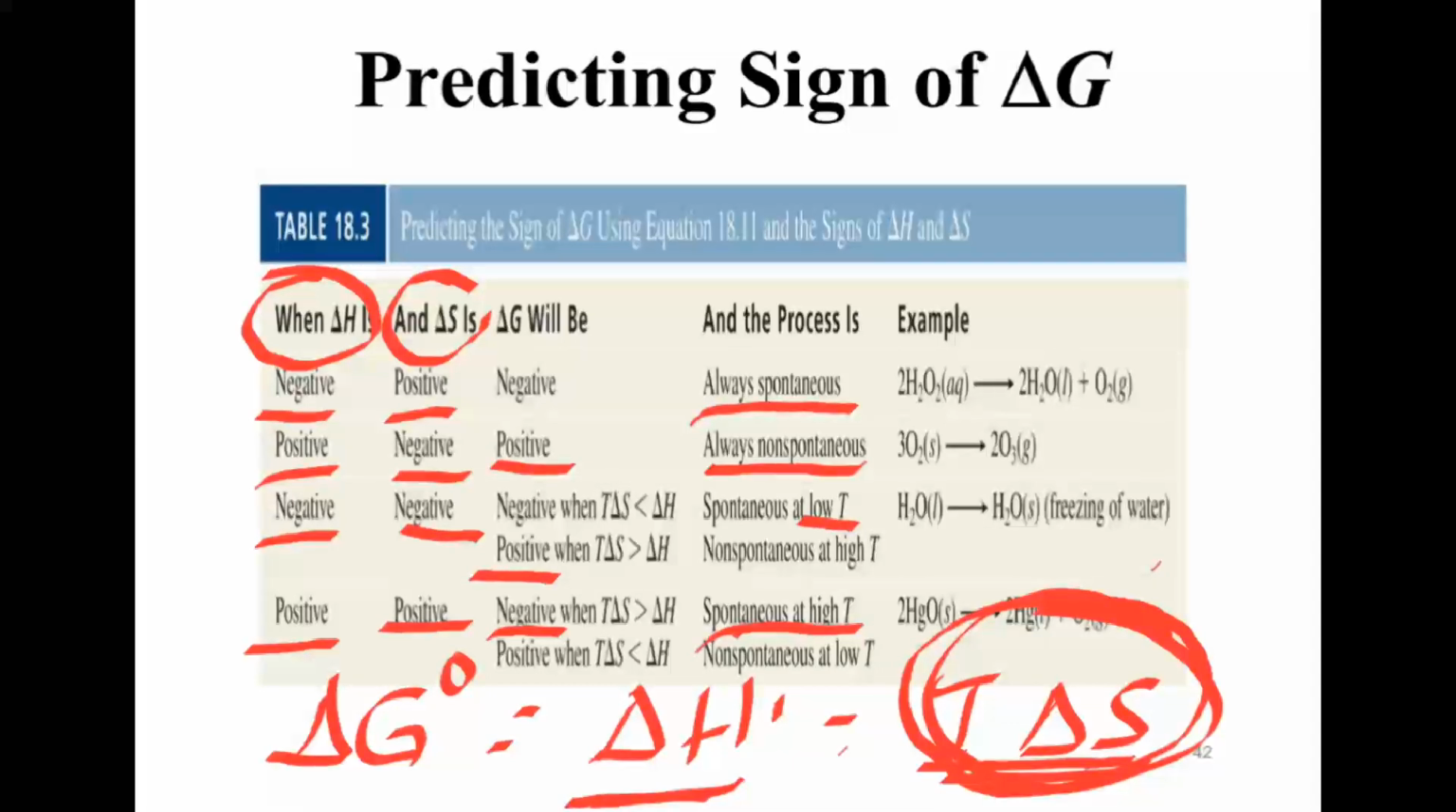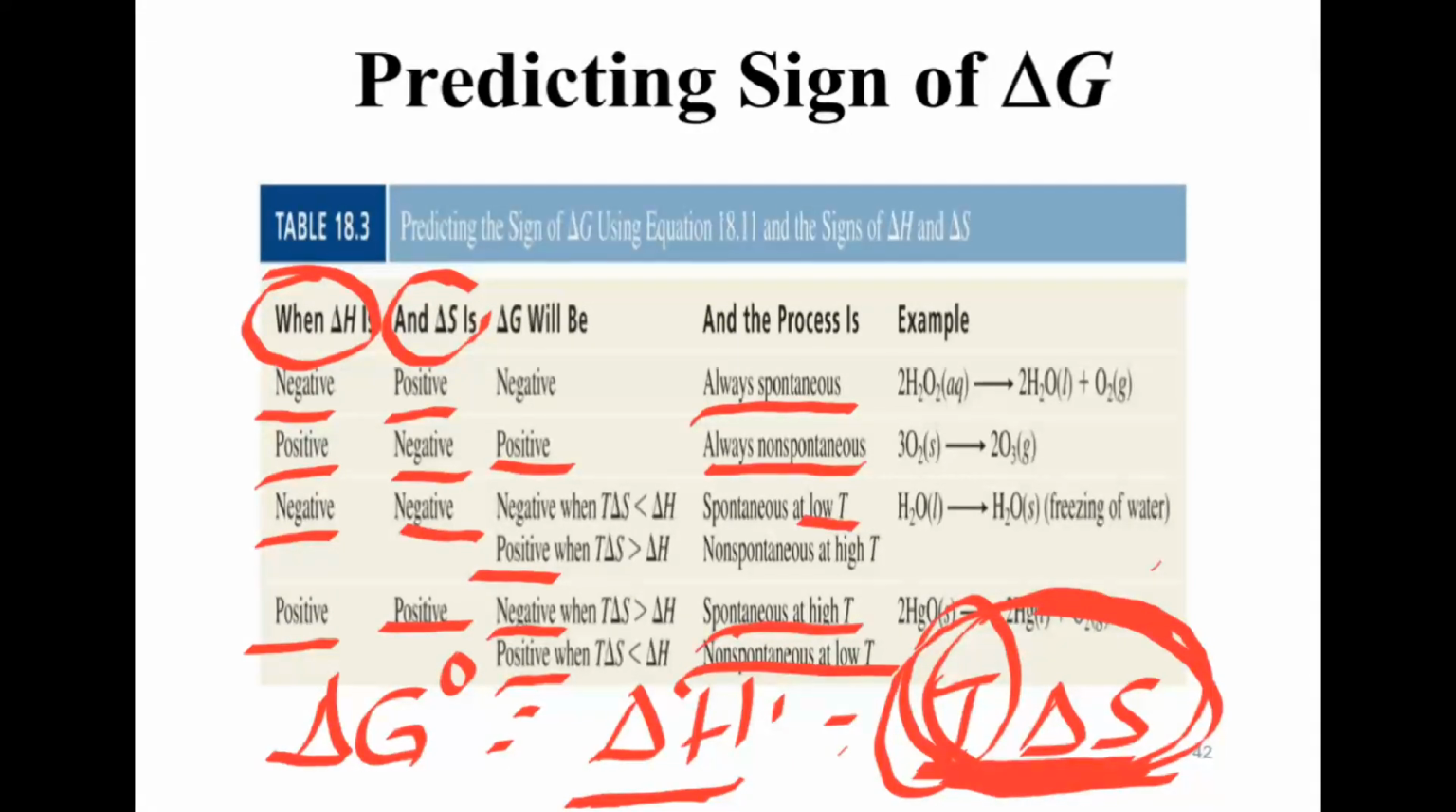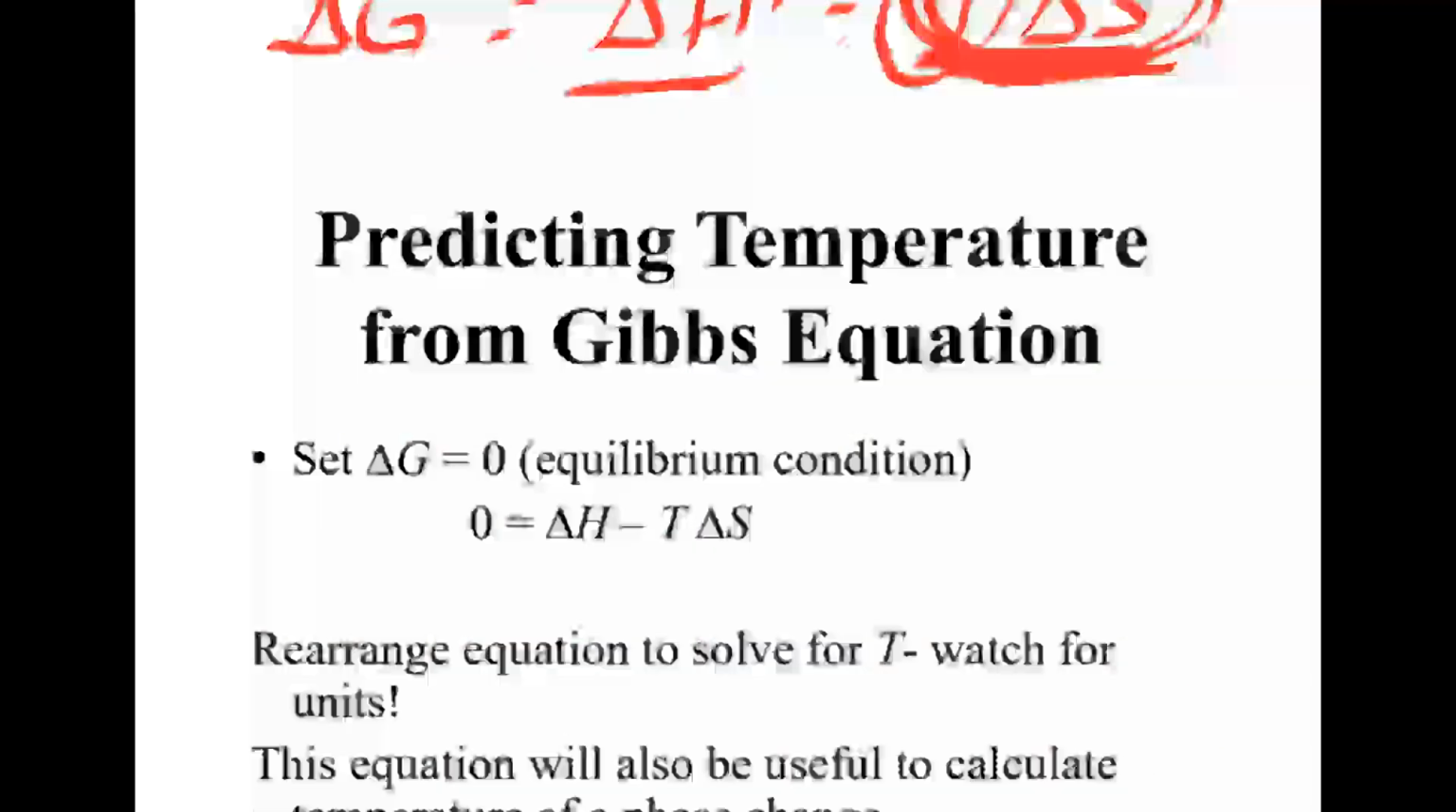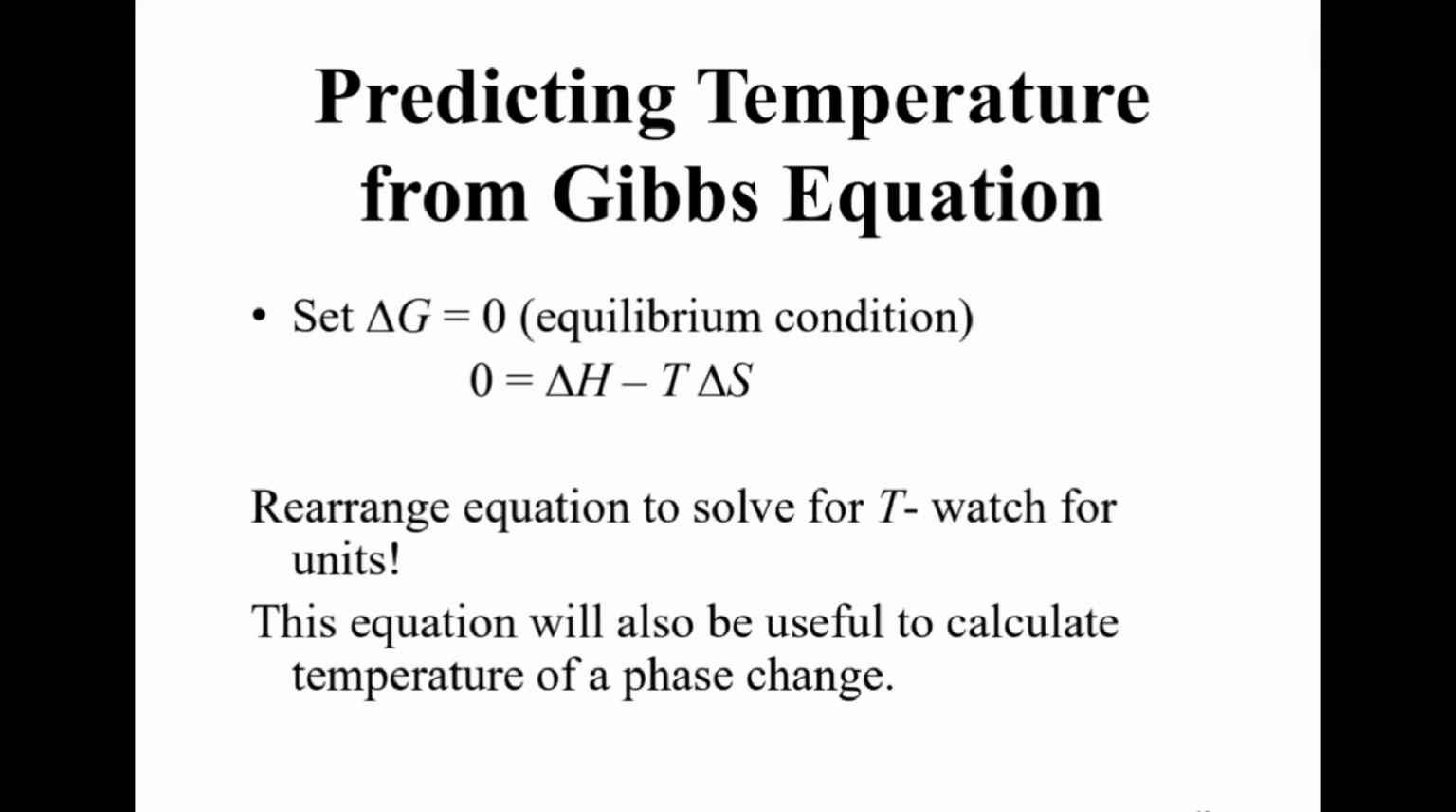If the temperature is low, this value will be what? Less than the value of change in enthalpy. So it's positive or normal. So change in Gibbs free energy will be what? Will be positive. And the process is non-spontaneous at low temperature. So በዚህ መልኩ you can predict the sign of Gibbs free energy ማለት ነው። So predicting temperature from Gibbs equation.